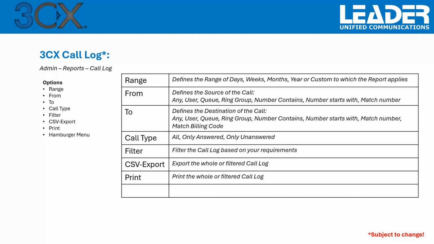The from option, when we look at the call log, defines the source of the call. It can be a user, a queue, a ring group, a number containing certain digits, a number that starts with certain digits, or we match that exact number. Then the to field defines the destination of the call: it can be to everyone, to a user, to a queue, to a ring group, to a number that contains certain digits, to a number that starts with certain digits, to a number that matches exactly the digits we enter, or it matches a billing code.